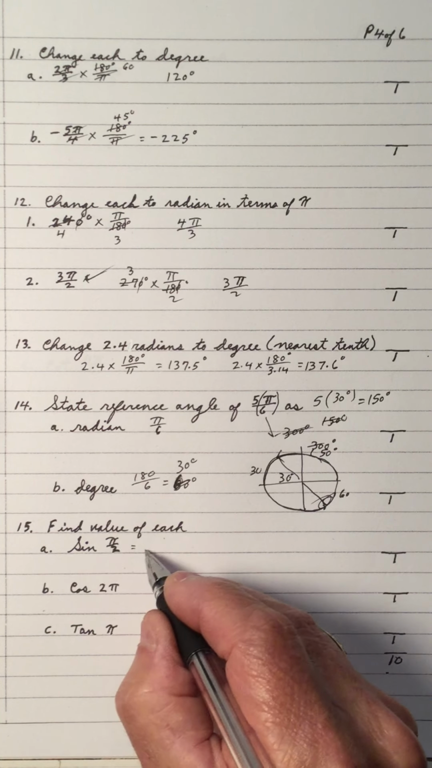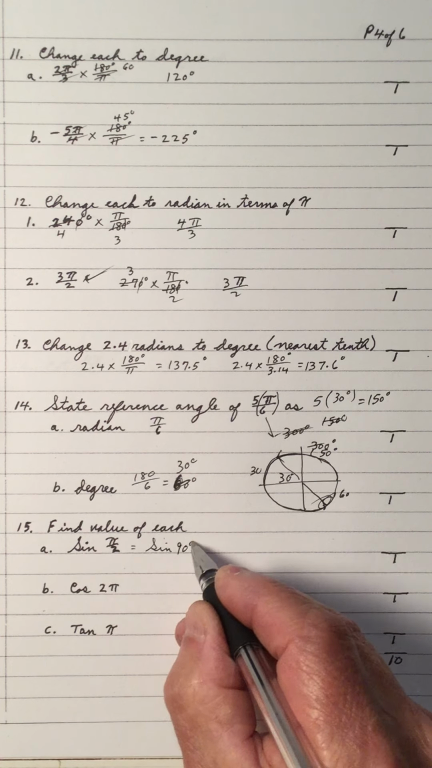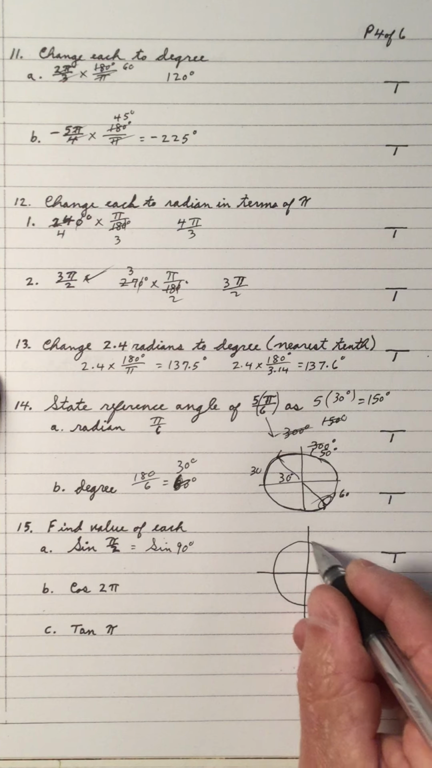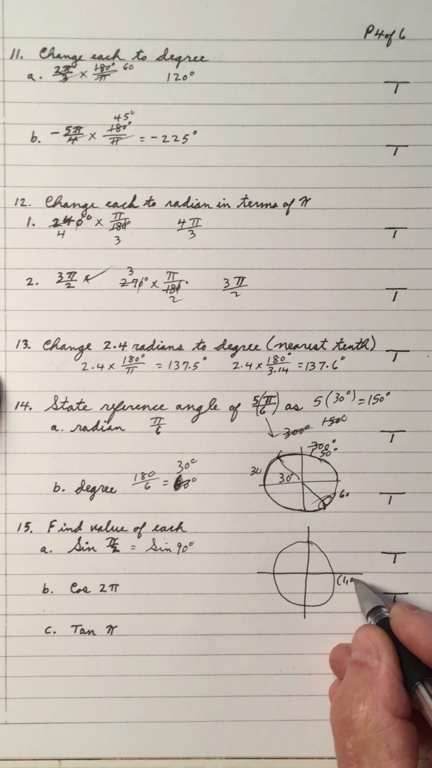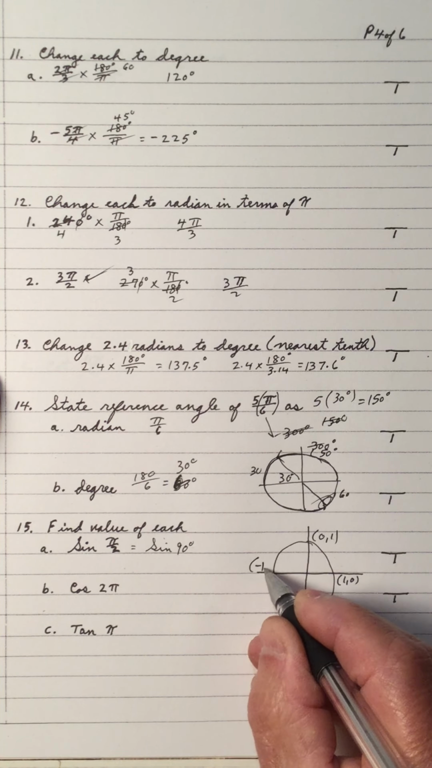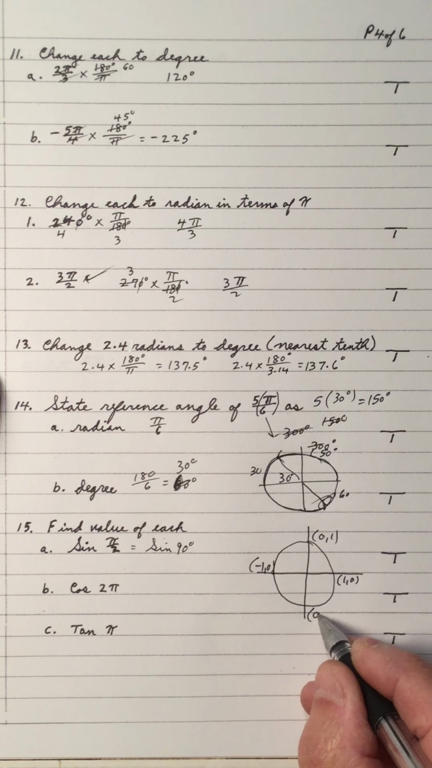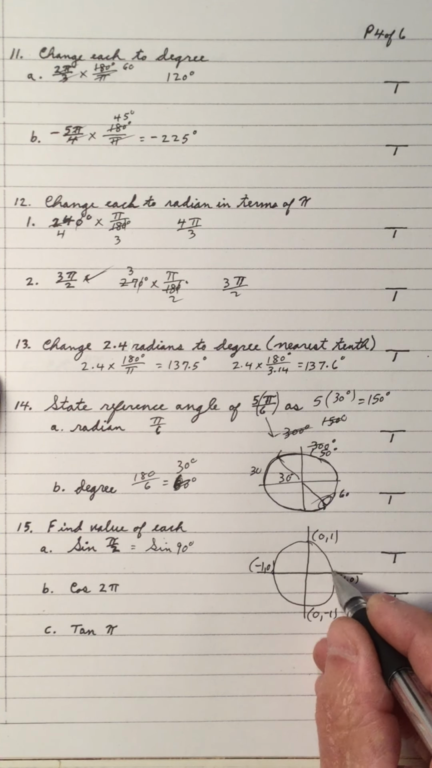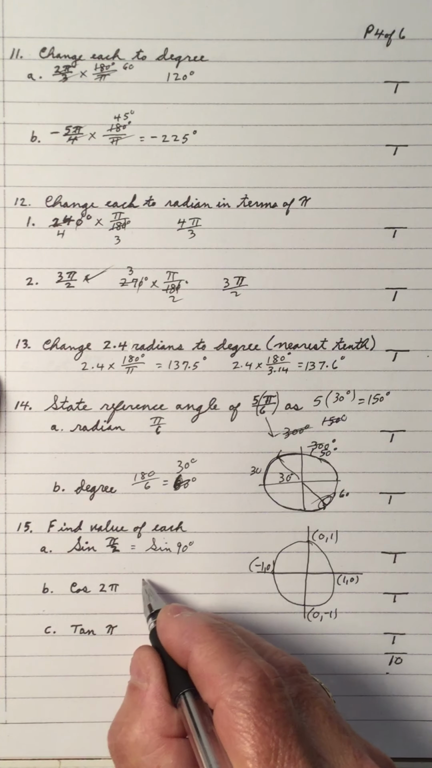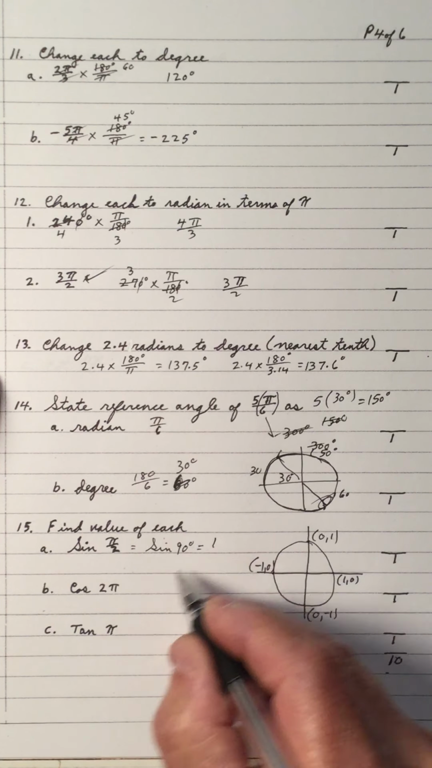Number 15, find the value of each. The sine of pi over 2, 180 divided by 2 is 90. So, if we look at the circle, this point is 1, 0. This point is 0, 1. This point right here is negative 1, 0. And this point is 0, negative 1. Remember, this is 0, 90, 180, 270. So the sine of 90, 90 is here. Sine is the y, so it's a 1.